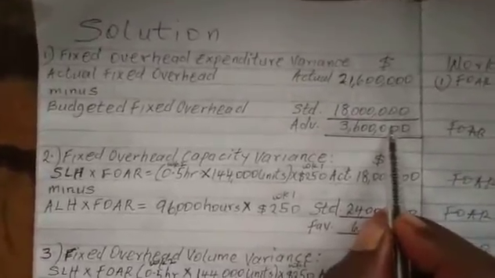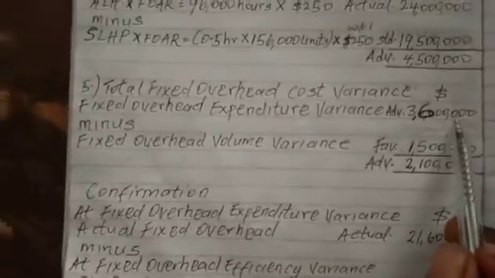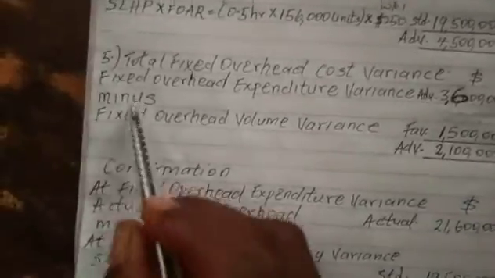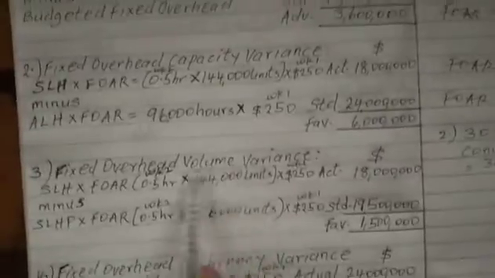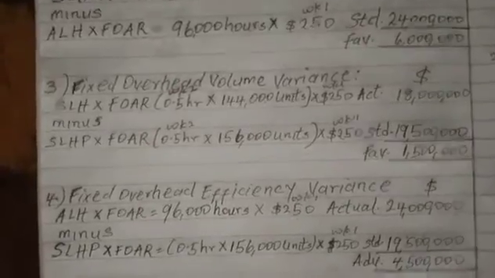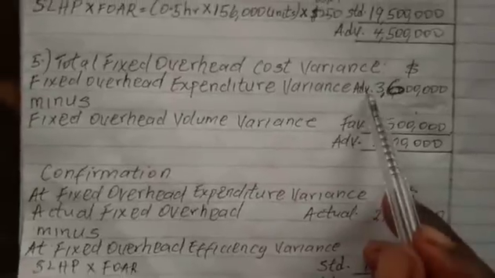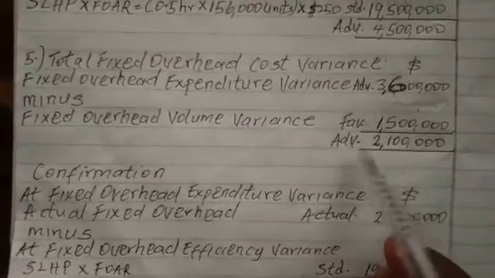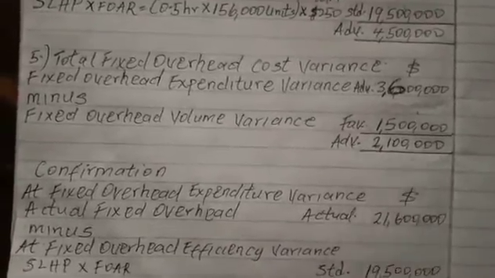You go to the fixed overhead expenditure variance. You also go to the fixed overhead volume variance. Look at it. Fixed overhead expenditure variance, 3,600,000. Then minus fixed overhead volume variance. What do you have at fixed overhead volume variance? This is it. 1,500,000. Look at it. You are just adjusting them with each other. Adverse, favorable. Adverse is higher than the favorable. You have adverse. Look at it. 2,100,000. You can confirm that.